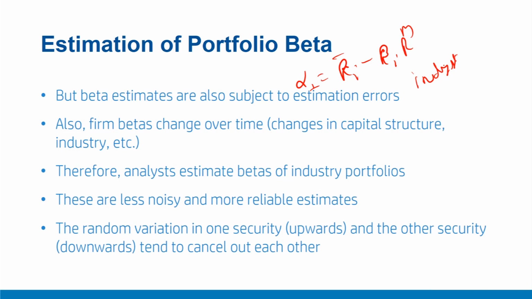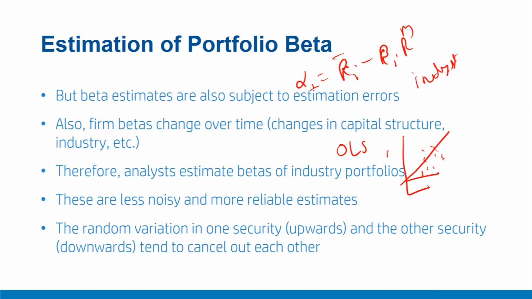For example, there may be some random variation that is upward in one security and downward in the other. Overall, this effect is cancelled out, and therefore historical betas of portfolios are often employed for future prediction of security betas. To summarize, in this video, we discussed the estimation of beta through the ordinary least square method, where we fitted the scatter points. We fitted a straight line here.